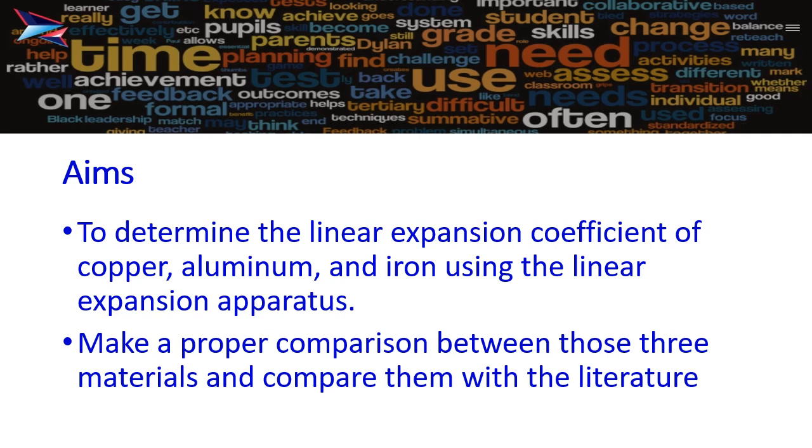By doing so, you will have a good understanding of which of the materials is good for a specific purpose of use. So in this experiment, you will use copper, aluminum, and iron as the materials, and you will compare among them. Then you will need to compare your results with what the literature is saying.